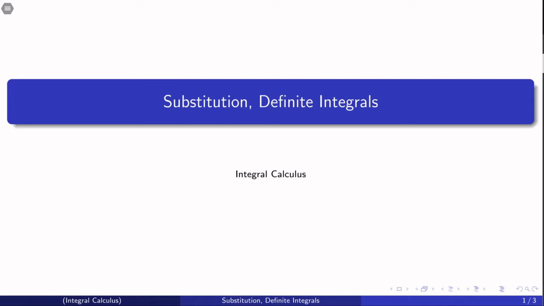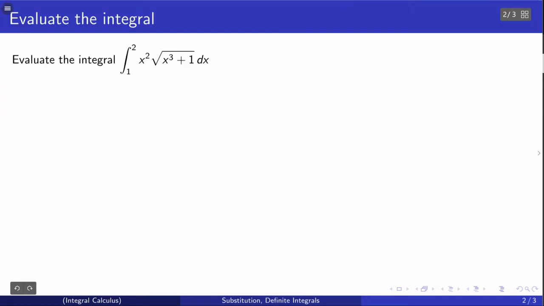Okay, so before this, you learned about substitution. And now I'd like to talk about how we apply the substitution method if you have a definite integral, with bounds on the lower and the upper limits. So let's look at this specific example first. Evaluate the integral from 1 to 2 of x squared times the square root of x cubed plus 1 dx.